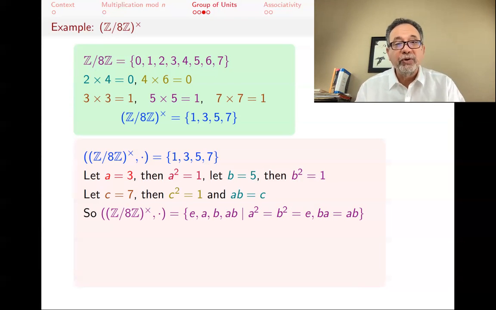If you want to write it with generators and relations, this is the group generated by 2 elements, A and B. There's nothing special about A and B. I could have had B and C or A and C, with the relationship that A squared and B squared are identity and BA is AB.